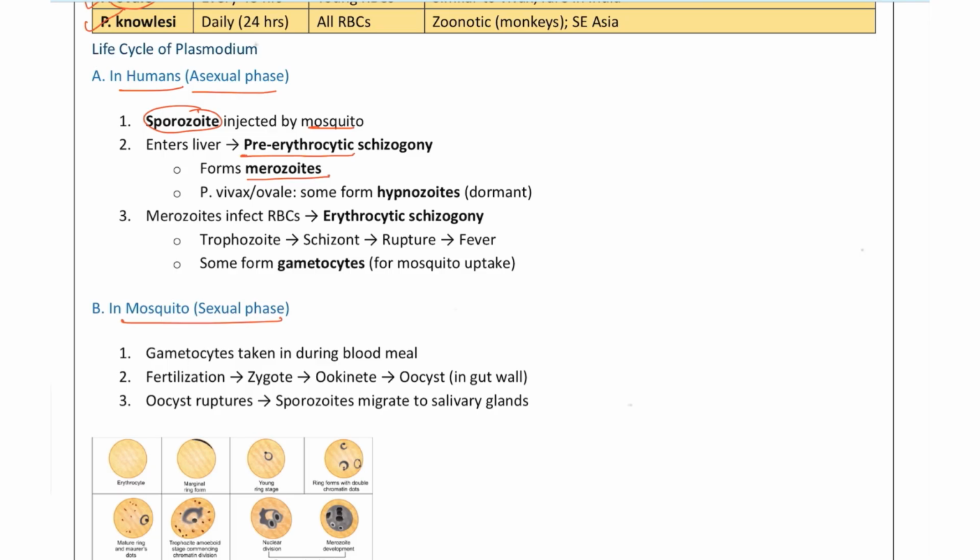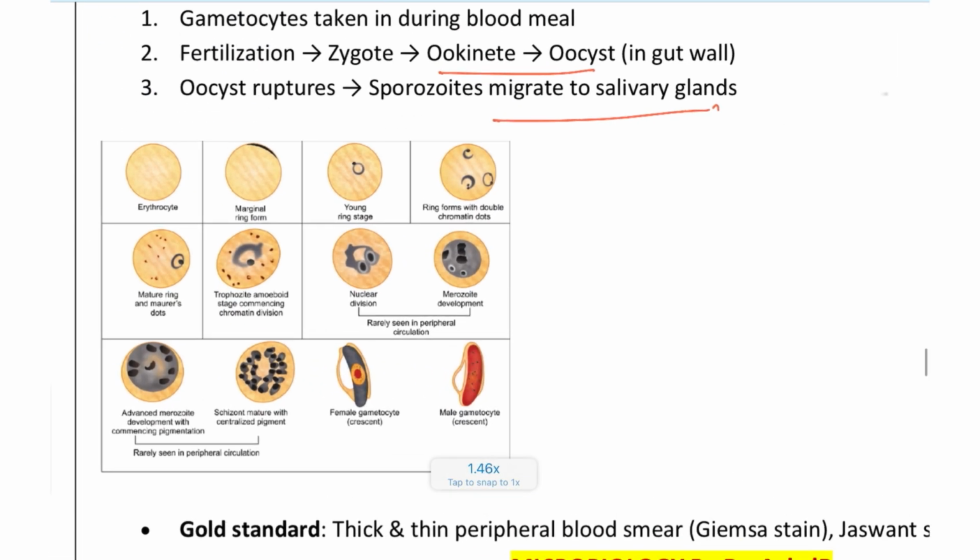Once these merozoites infect the other RBCs, that means it is the erythrocytic schizogony, and again they transform into gametocytes. Again the mosquito takes them, they develop, and they are again given back to us. This is how the life cycle is seen.